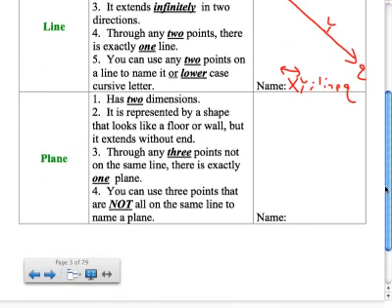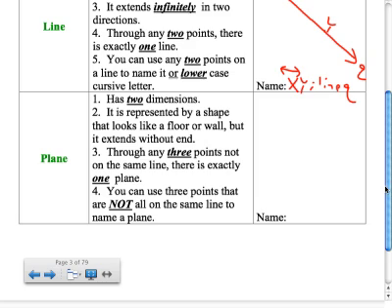And then finally, a plane has two dimensions. This is probably the hardest of the three undefined terms for students to understand. It has two dimensions represented by a shape that looks like a wall or a floor, but it extends without end in every direction. Okay? Through any 3 points not on the same line, there is exactly one plane, and you can use 3 points that are not all on the same line to name a plane.